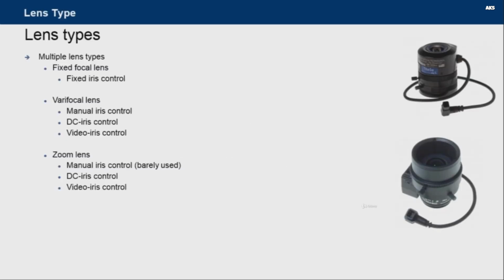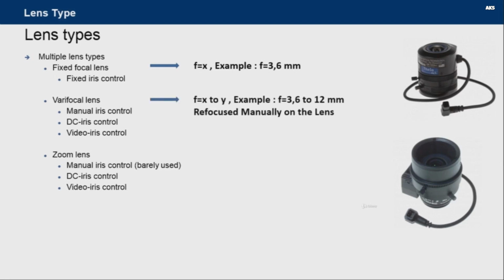Let's move now to the types of lenses. We have three types: fixed, varifocal, and zoom lenses. The fixed lens offers a focal length that is fixed and only has one field of view, either normal, telephoto, or wide angle. The varifocal lens offers a range of focal lengths and hence different fields of view, but the field of view can only be adjusted manually. So whenever the field of view is changed, the user has to manually refocus the lens.